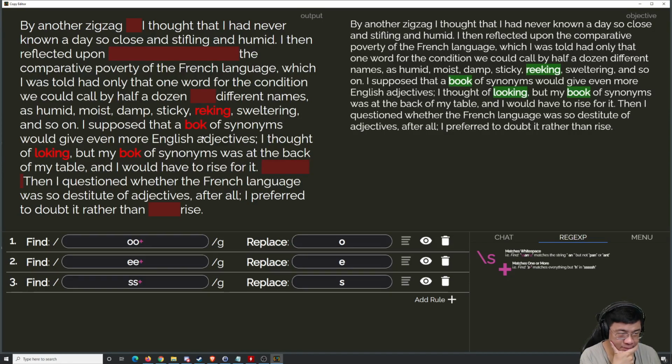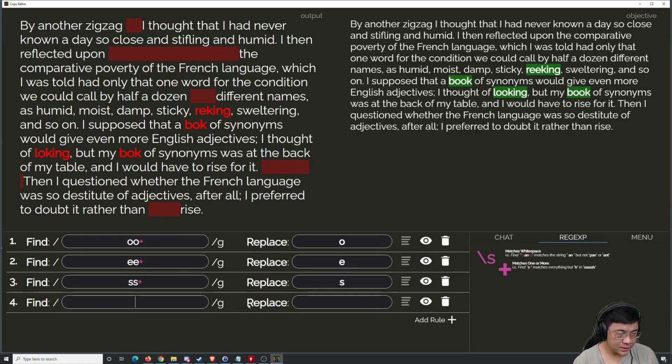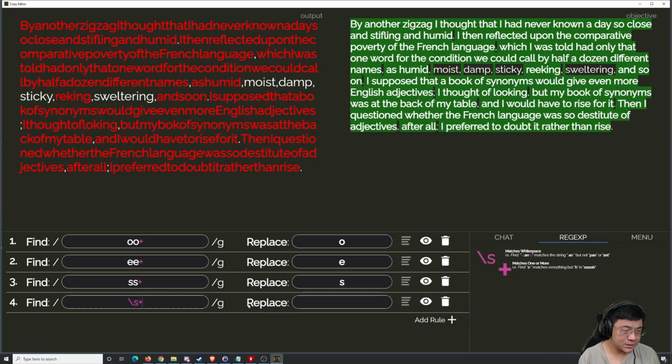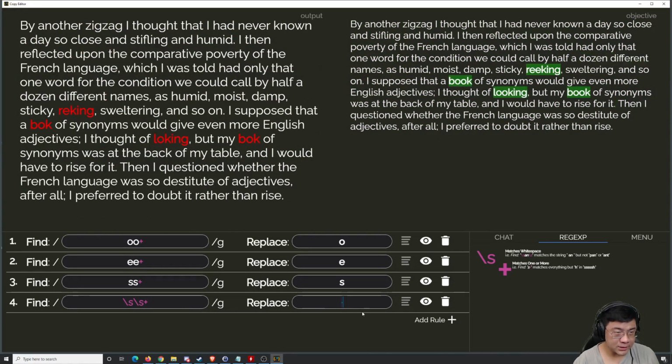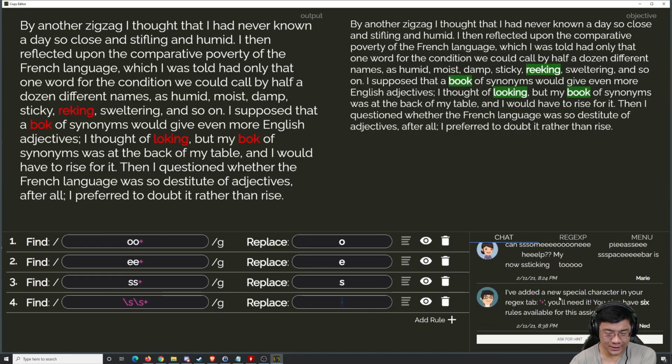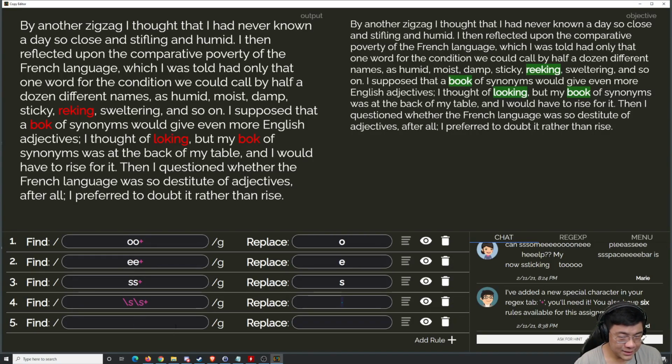There must be another way to replace O or E. Well, let's do the spaces. This will be fun. That would be \s plus, more than one space, replace with one space. Okay, so it's close. How many rules do you have? You get 5 total rules, I think. Oh man, that's pretty tricky. Oh no, you get 6. So it's totally doable.